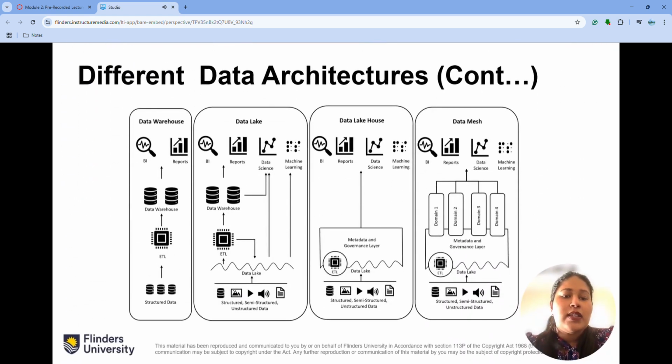So this is a visualization of the four architectures I explained before. So carefully observe each one's input types, intermediary processing if there's any, and the set of downstream tasks the outputs would support.